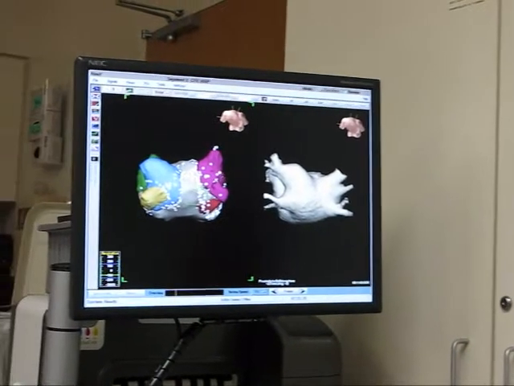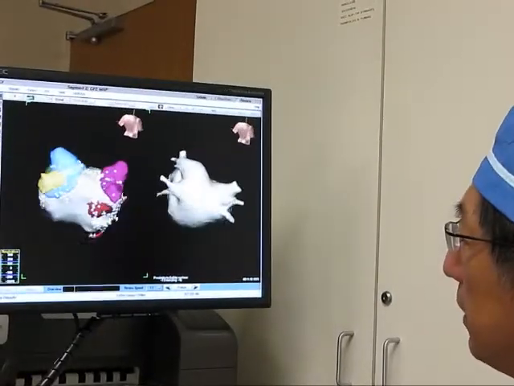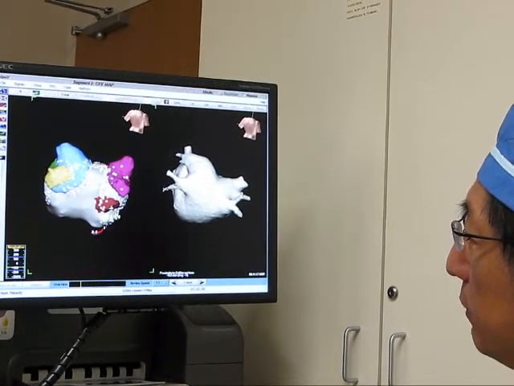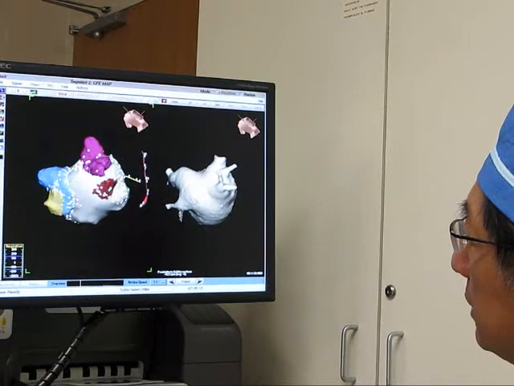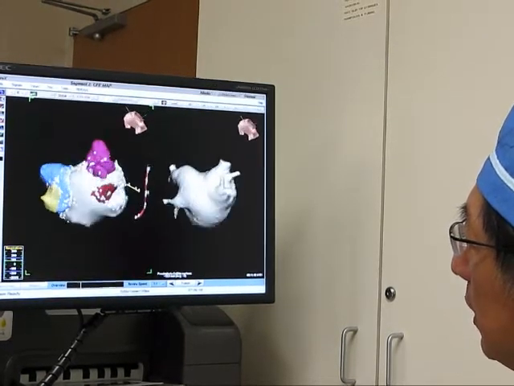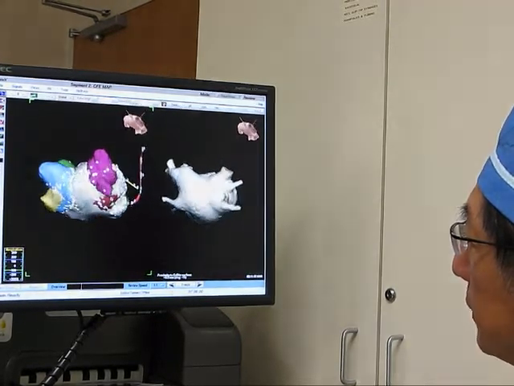These dots here represent the ablation lesions that we actually place in the heart. So we start by putting ablation lesions at the edge of the vein. On the right side of the heart, same thing. Lesions were placed around the vein to isolate the right superior and right inferior vein.